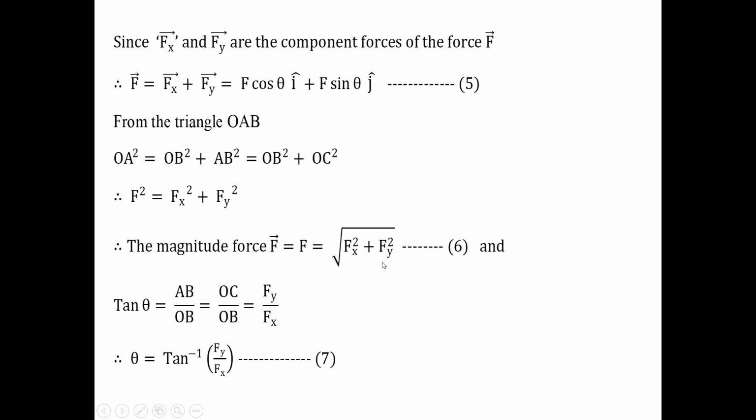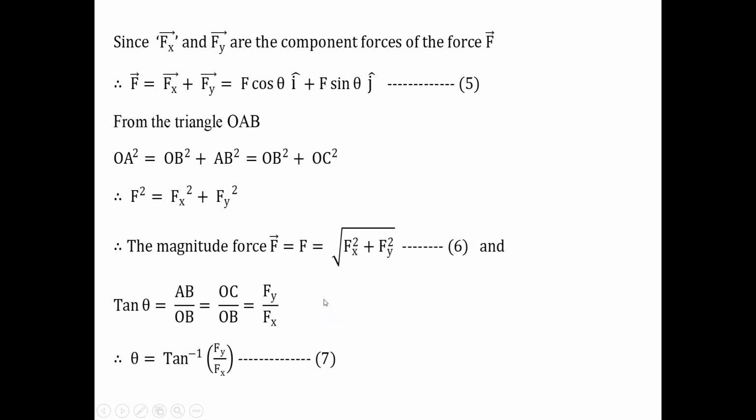Not only the magnitude, by knowing the x-axis projection and y-axis projection, we can also find out the direction of this force F bar. Direction means the angle made by the force F bar with the x-axis. If the force F bar makes the angle theta with the x-axis, by using these projections Fx and Fy, you can write tan theta is equal to Fy by Fx. So from that, theta is equal to tan inverse of Fy by Fx.